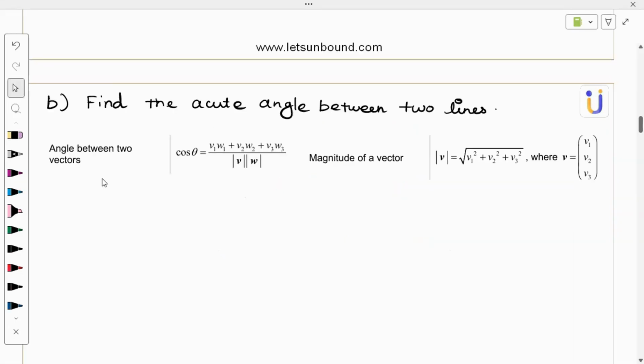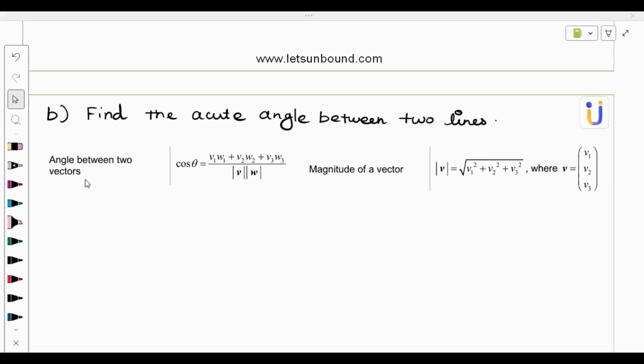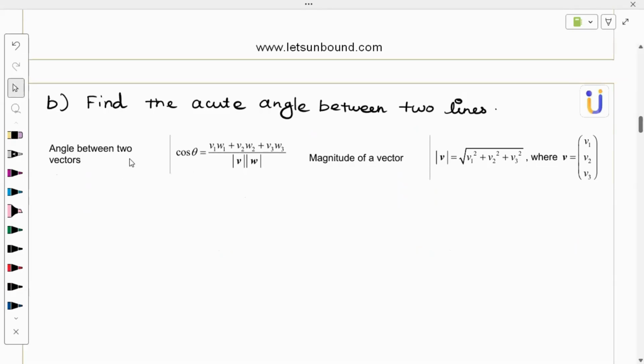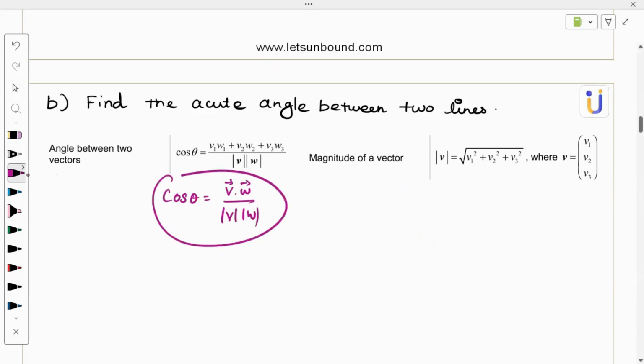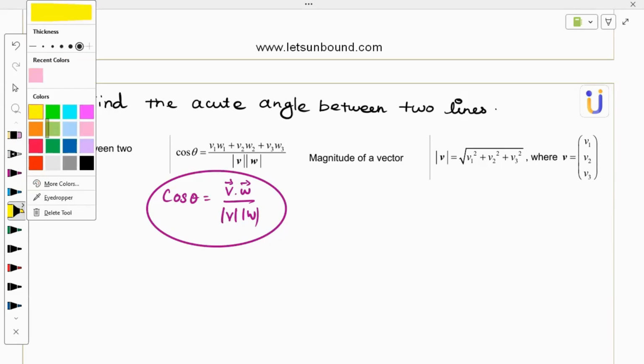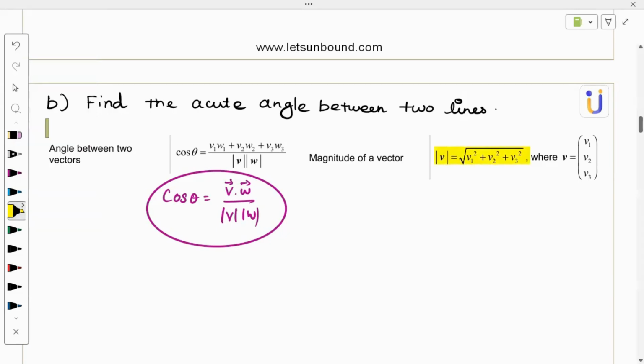Next one: find the acute angle between the two lines. This acute angle formula we have in our formula booklet. The acute angle between two vectors is cos theta equals the v vector dot w vector, so the two vectors you have to dot product and divide by the modulus of those values. Some of you might have learned it in a different way, so don't get confused. Whichever way you learned, go with that. Mostly you won't refer to it if we have practiced a lot. Just for reference, the modulus of the vector is each component squared, summed, and then square rooted.